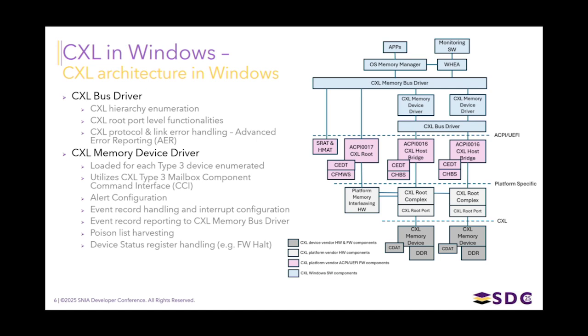We also have what we call poison list harvesting. At any point in time, the memory device maintains a list of bad locations, places where there are uncorrectable errors. It's done on a cache line basis. So at the beginning of time, this driver will harvest any poison list that's on the device, and then we'll offline the memory, and I'll talk more about that in a minute. And then also handling the device status register. The device status register tells you if the media is ready, if the mailbox interface is ready, if the firmware is halted. Those things are all also handled by this driver.